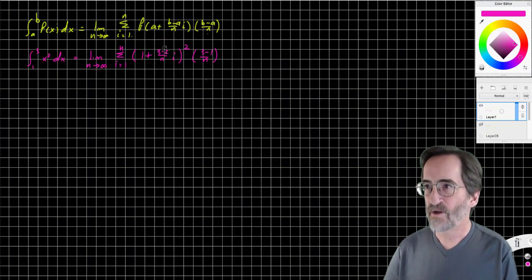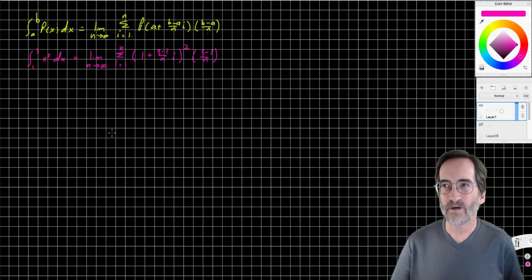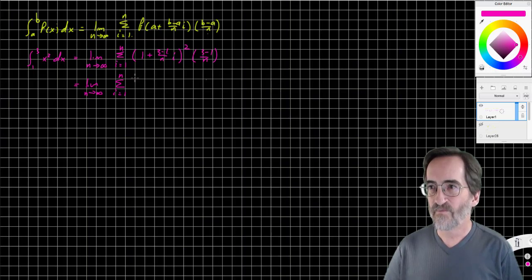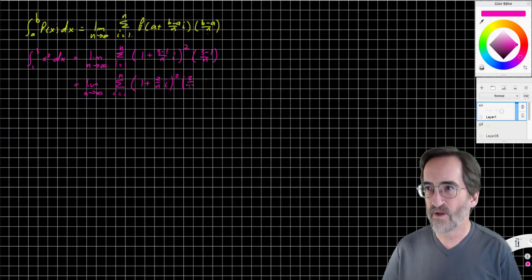3 minus 1. And let me fix that plus sign while I'm at it. 3 minus 1 plus. Okay, there we go. A little simplifying in algebra here. Let's do the limit as n goes to infinity, from i equals 1 to n, of (1 plus 2 over n i) squared times 2 over n.